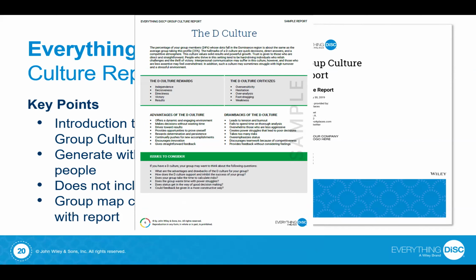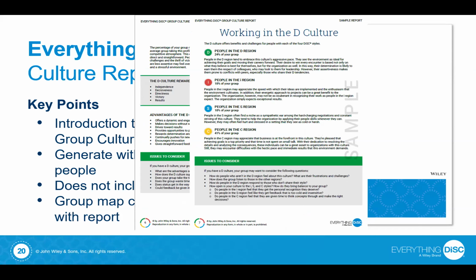So the D culture rewards this, it criticizes that, the advantages this, drawbacks that. Issues to consider, right? How does the D culture support and inhibit the success of this group? Does your group take the time to calculate risks, etc.? Okay, some really good questions. And then there's a second page.